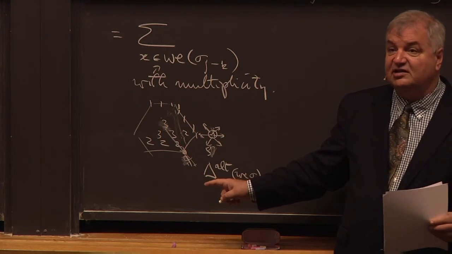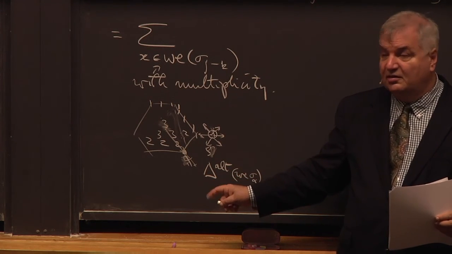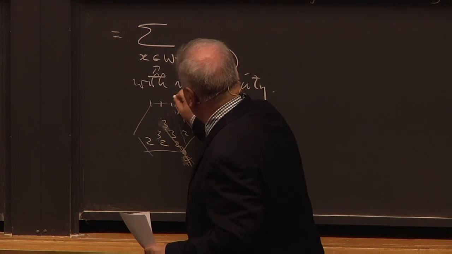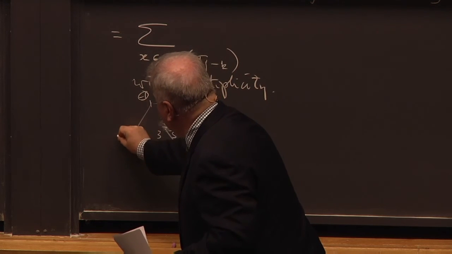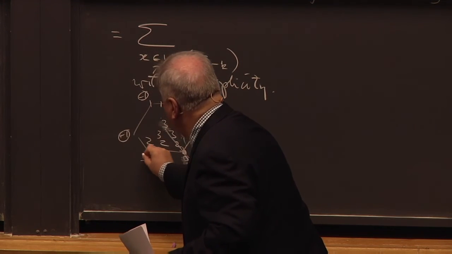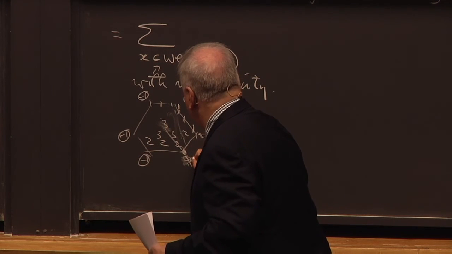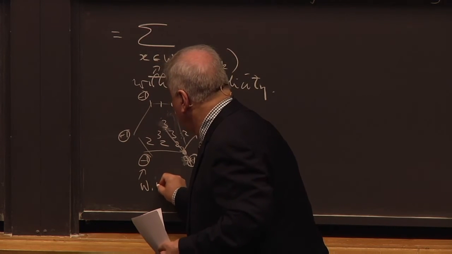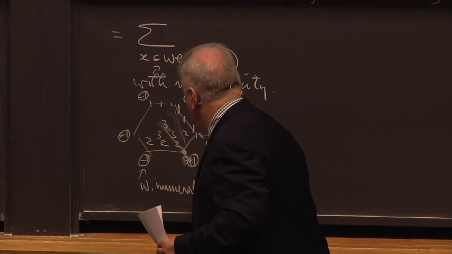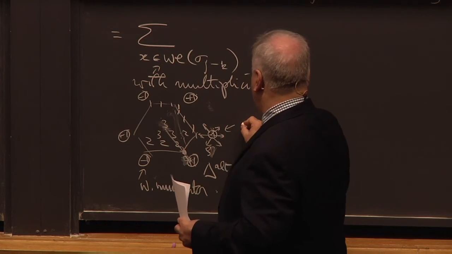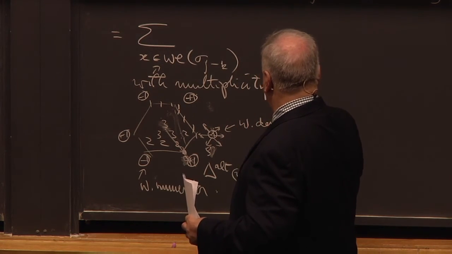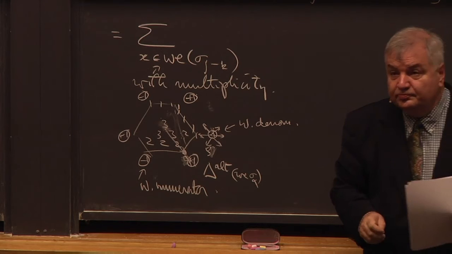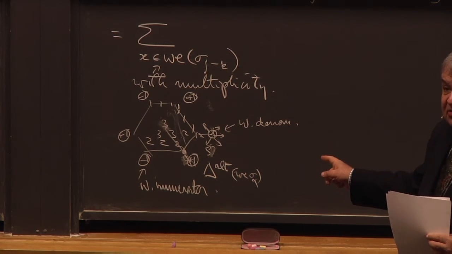Yes? So that's Weyl's dimension formula. So the numerator are exactly these: plus one here, negative one, plus one, negative one, yes? And here plus one. So this is a Weyl numerator. And this sum here is a Weyl denominator. Any questions?